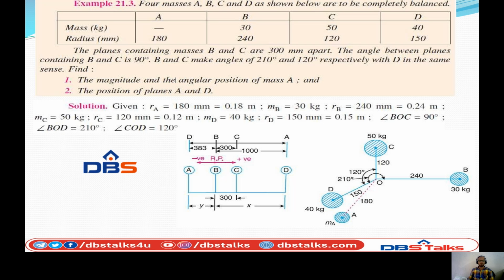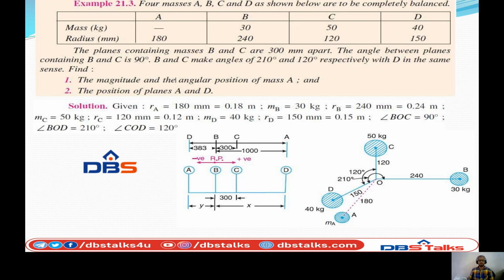After that, draw the positional diagrams. So these are the positional diagram and angular diagram. So firstly, B to C. From B as a reference, draw 90 degrees to B, that is C. From B to D is 210 and C to D is 120. So according to that, we need to draw the diagram of angular positions.